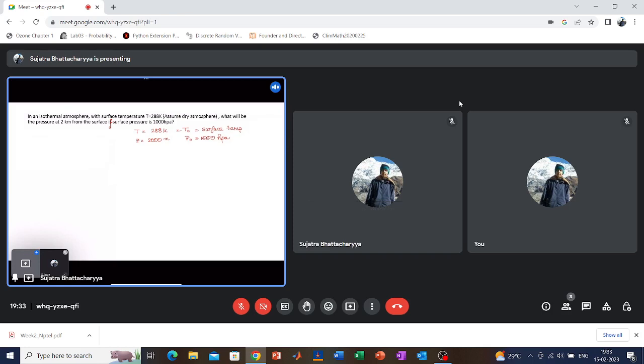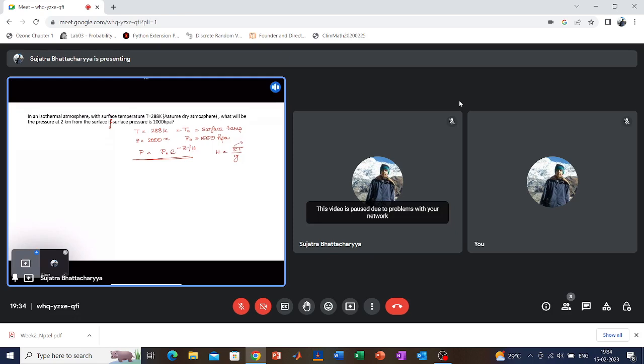So the formula which is used is P is equal to P naught e to the power minus Z by H. Why? Because as we have found out, the pressure variation with altitude in the isothermal atmosphere goes like this: P is equal to P naught e to the power minus Z by H, where H is the scale height given by R T by g, where all things are constant because it's an isothermal atmosphere.